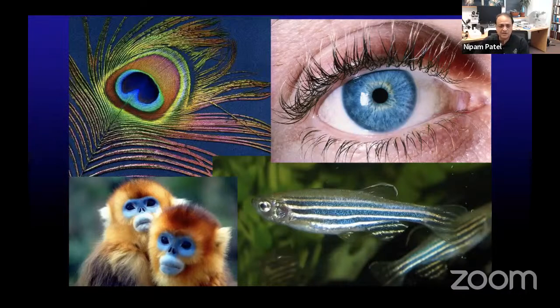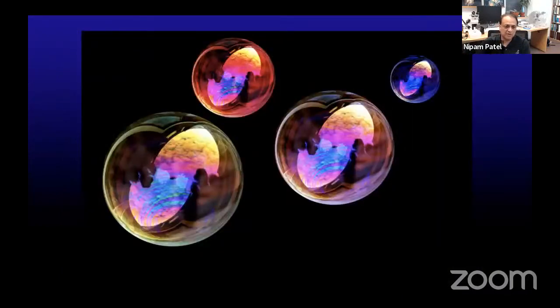So one of the best ways to illustrate structural color is really to think about something like a soap bubble. The soap in this soap bubble doesn't have any color, yet the soap bubble in the sun will have every color of the rainbow. So how is that possible? It's possible because of a few phenomena of light.